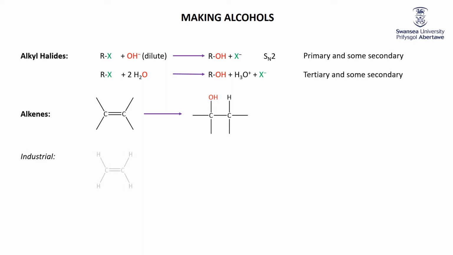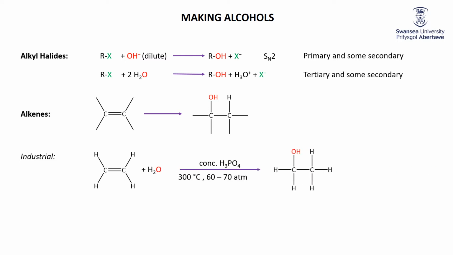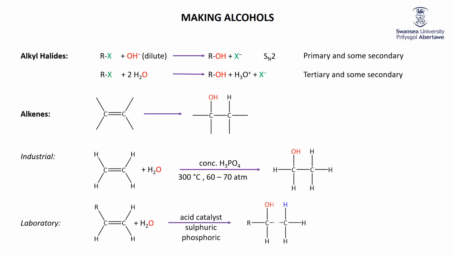If we do it industrially, then we take ethene, react it with water, stew it up at very high temperatures and very high pressures, and concentrated phosphoric acid as a catalyst, and we make ethanol. And ethanol, as we'll see in a minute, is a very, very important substance for many, many reasons, not just the fact that it's found in people's liquor cabinets. Now in the lab, we do things a little bit more delicately.